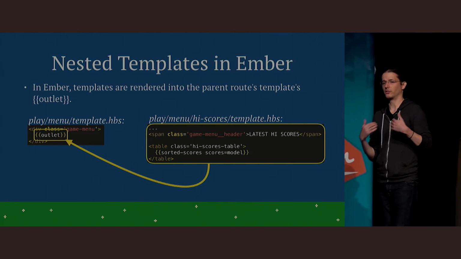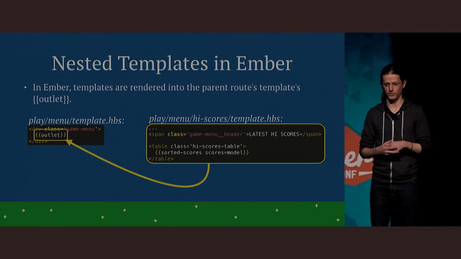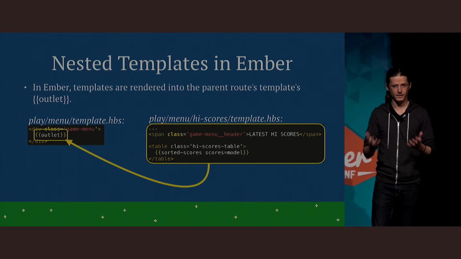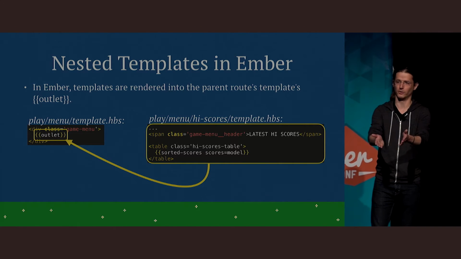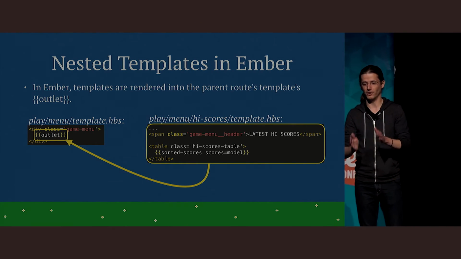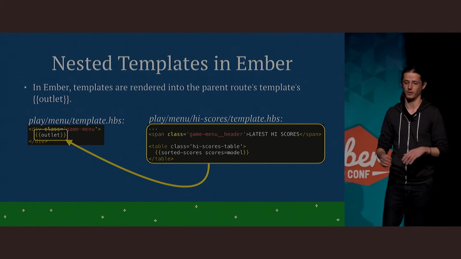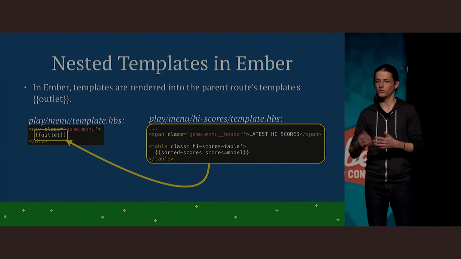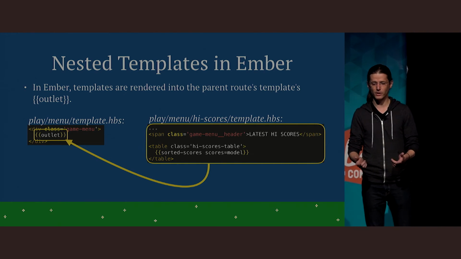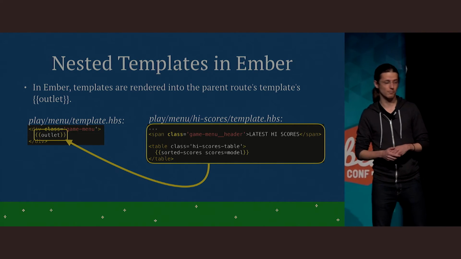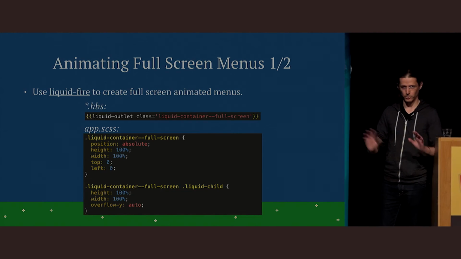I want to take a step back to talk about how templates are rendered in Ember by default. It's a mouthful in English, but in practice, it's a lot easier. So see if I can get this right. In Ember, templates are rendered... I'm reading it off the screen, so I don't even have to memorize it. In Ember, templates are rendered into the parent route's template's outlet, which is impossible to parse in English, I think. But in practice, it's not too hard. Your nested template gets rendered into its parent template's outlet. And if you do this, you'll get nested menus. However, it won't be animated in full screen. To do that, that's what these next two slides are about.